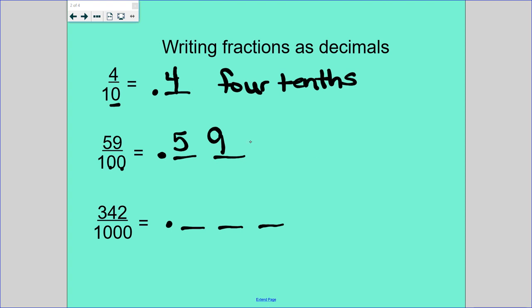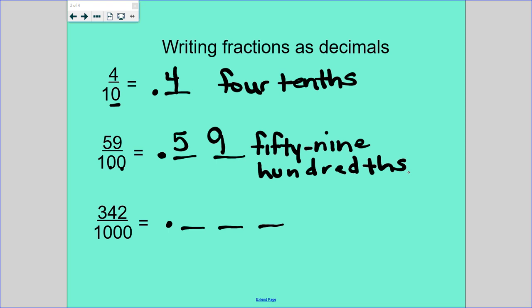So here I have the number 59. So I'd write 59. And then I need to write where that last place is. Tenths, hundredths. So I'd write 59 hundredths.